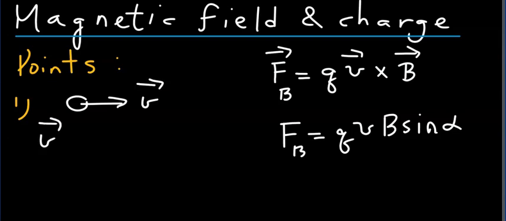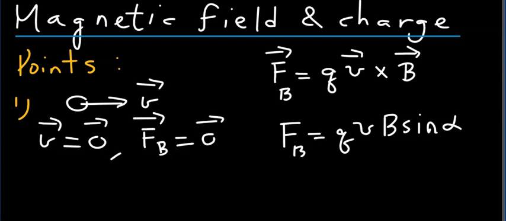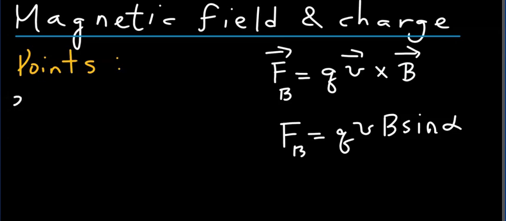If the velocity is 0, then there is no magnetic force on that charge, although the charge is situated in a magnetic field. It's as simple as that. Point number 2 is the relative direction between the velocity vector and the magnetic field in which the charge is moving.